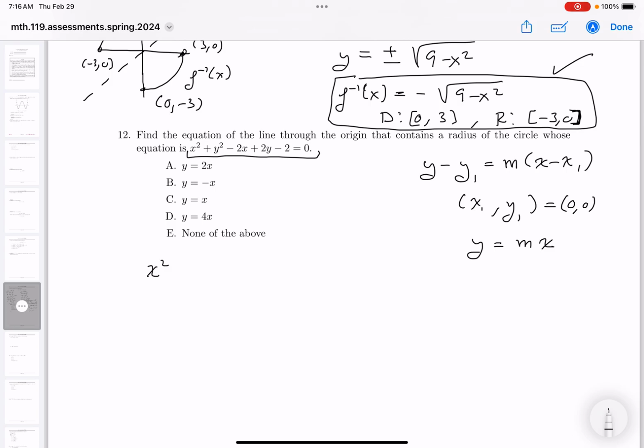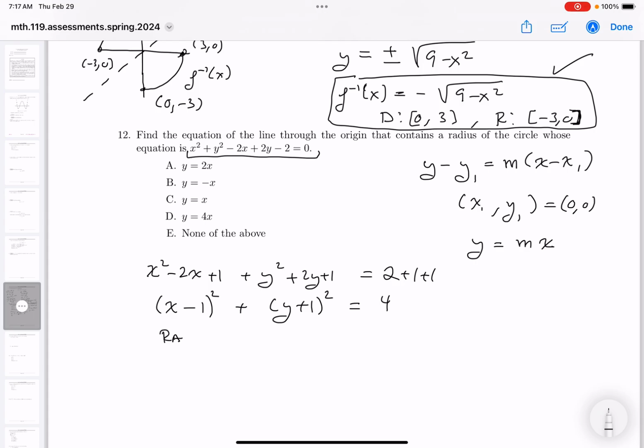So it's a circle. It's x squared minus 2x plus y squared plus 2y equals 2. Taking half of the coefficient on those linear terms and squaring them, you're going to get plus 1, plus 1, plus 1, plus 1. What do you get over here? X minus 1 squared plus y plus 1 squared is equal to 4. This is a circle. Radius is equal to 2, and the center is going to be, let's see, 1 comma minus 1, all right?